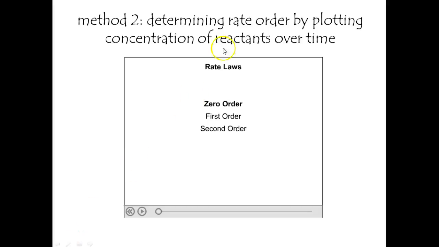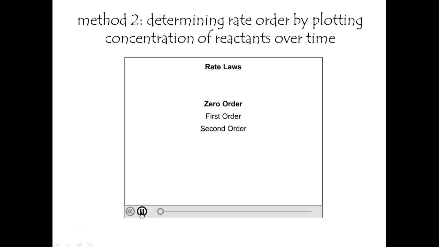A second way of determining the rate order is not to change the concentration of the reactant, say double one, and see the effect on the rate, but simply plot the concentration of the reactants over time and learn what you can from the data. Here's a recording that explains this.